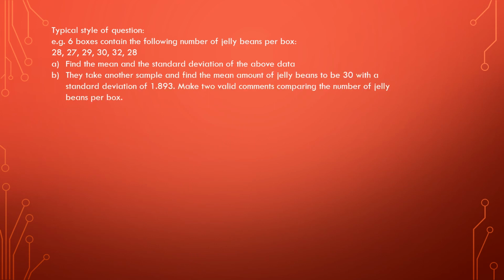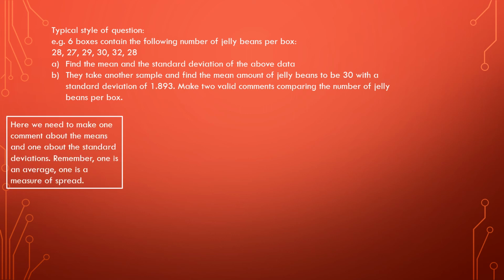Moving on then to part B. So they take another sample and find the mean amount of jelly beans to be 30 and the standard deviation to be 1.893. We want you to make two valid comparisons about the number of jelly beans per box here. So when we are asking you to do these things, you need to make sure that you make one comment about the mean and one comment about the standard deviation. Okay, remembering one is an average and one is a measure of spread.